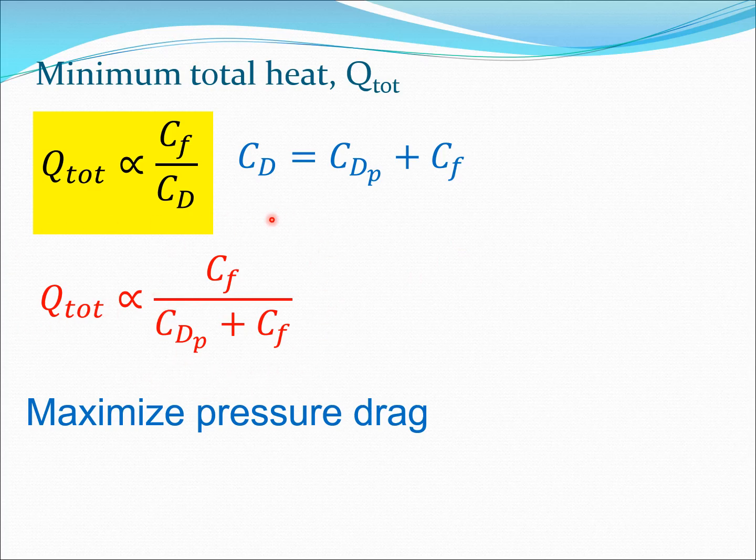Now if I look carefully at this equation, what I could do is I could try to maximize this pressure drag, and that is actually going to bring down this Q dot value here. So interestingly, one of the ways to reduce the heating is to maximize pressure drag.